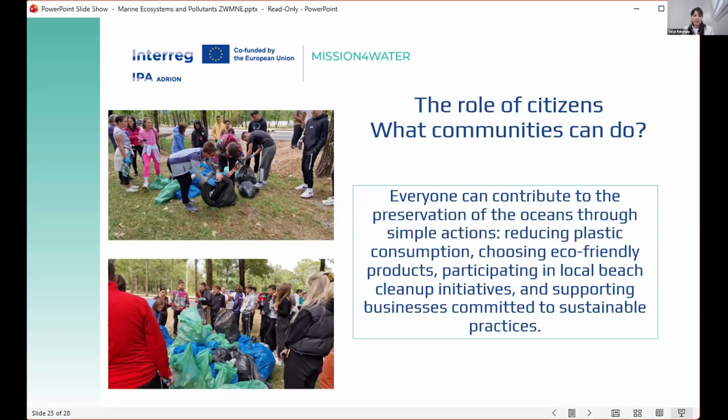What is the role of citizens? What can we do, what can communities do? Actually, everyone can contribute to the preservation of the ocean through simple actions: reducing plastic consumption, choosing eco-friendly products, participating in local beach cleanup initiatives, supporting businesses committed to sustainable practices, as well as raising awareness. Raising awareness and educating future generations about marine conservation is also crucial for ensuring a more respectful future for our planet.